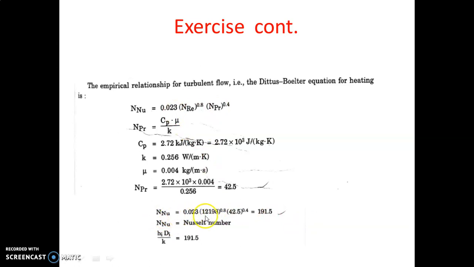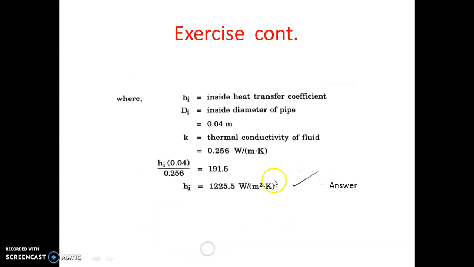Then you have to put all these values in this equation. So Nusselt number is equal to 0.023 into bracket 12,198 bracket complete to the power 0.8 multiplied by the Prandtl number, that is 42.5 to the power 0.4, and solving this equation we get 191.5. So Nusselt number, that is Hi di by k, is equal to 191.5. Then from this Nusselt number we have to calculate the inside heat transfer coefficient. I have already told what is meant by inside heat transfer coefficient. Inside means it is flowing through the tubes, so it is called inside heat transfer coefficient.